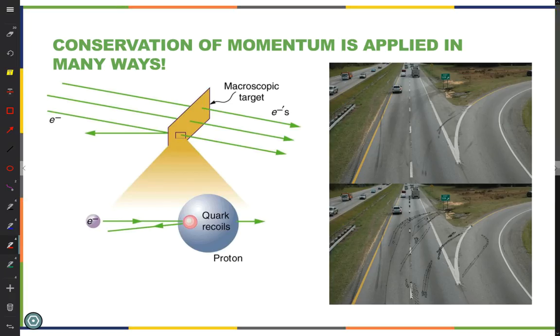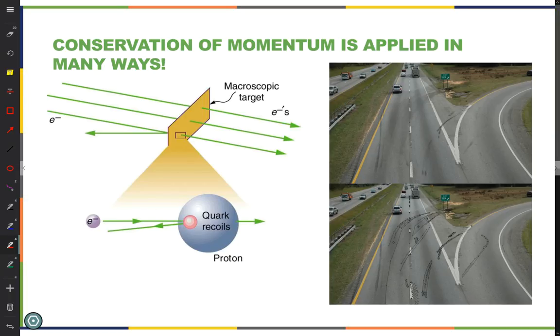So this is a picture illustrating a macroscopic target, a piece of, let's say, cadmium. And you have a particle that hits it. You hit it with a particle, and that particle will actually interact with the nucleus and cause a quark to rebound, and they're calculating conservation of momentum between, in this case, the electron and the quark in the nucleus as part of their calculations.